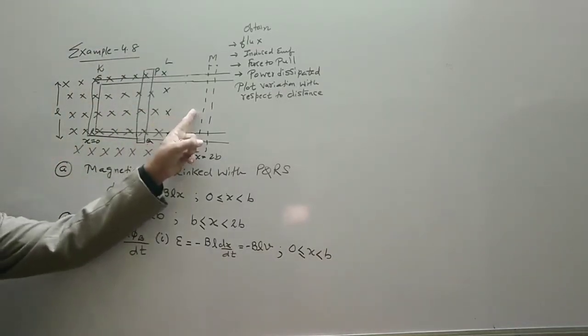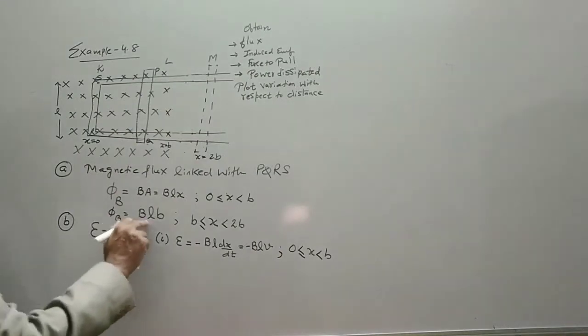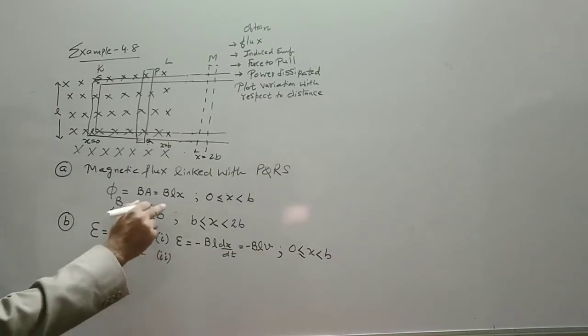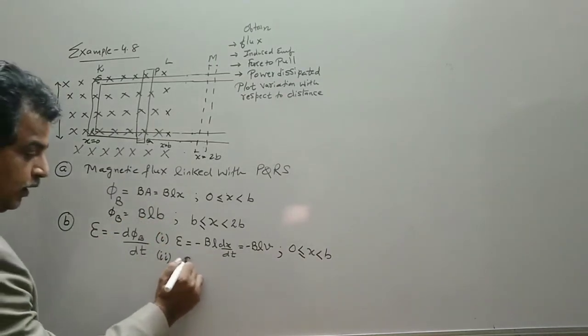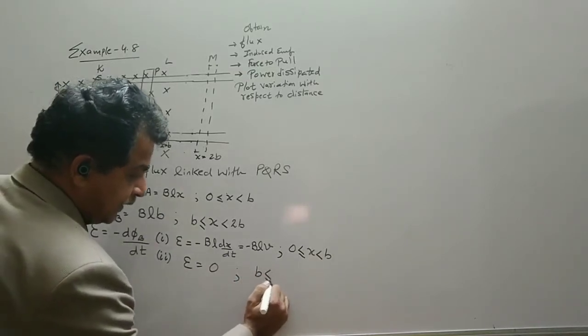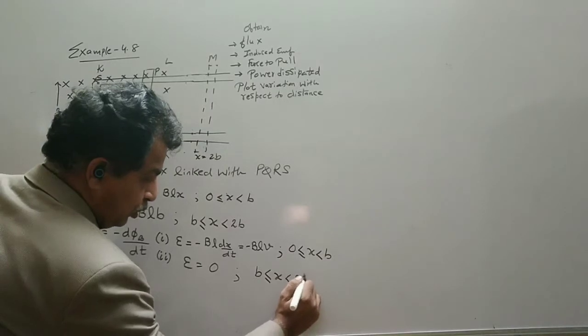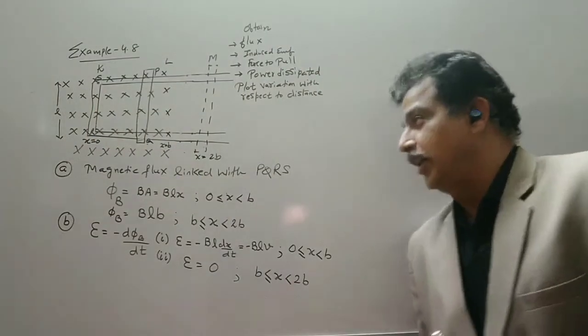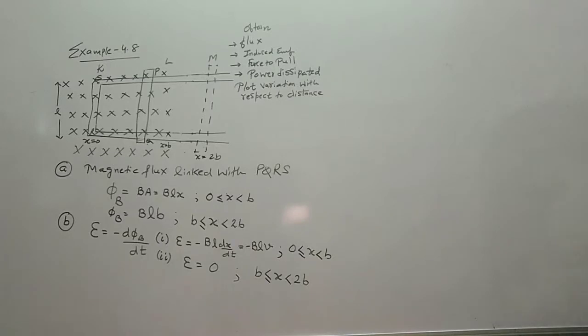Beyond that, the derivative of this point, B constant, L constant, all three terms are constant. So the EMF induced is 0 when X is from B to 2B. So this is the EMF induced in the coil. Clearly the induction will take place only till the distance B. Thereafter, from B to 2B, the EMF induced is 0.